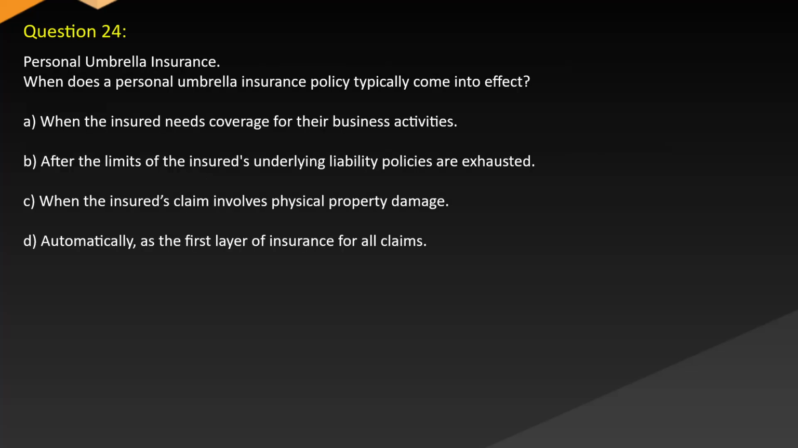Question 24. Personal umbrella insurance. When does a personal umbrella insurance policy typically come into effect? A. When the insured needs coverage for their business activities. B. After the limits of the insured's underlying liability policies are exhausted. C. When the insured's claim involves physical property damage. D. Automatically, as the first layer of insurance for all claims.